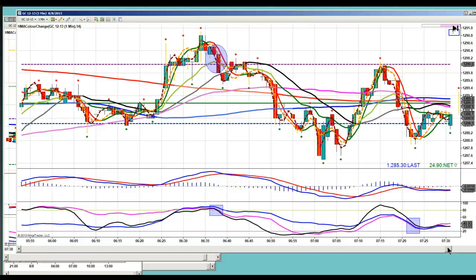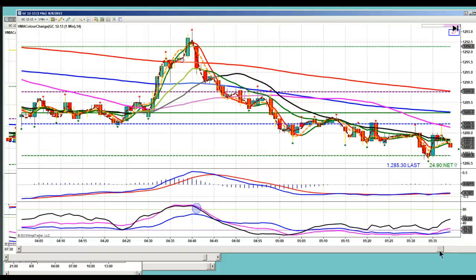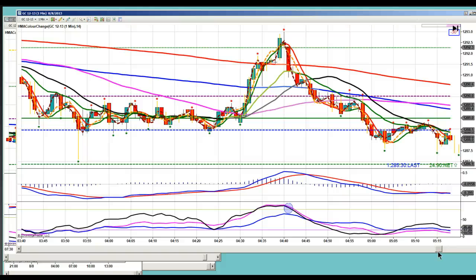So are there any questions? Is it clear to everybody? So I'm going to show you the timing in just a second here of that HMA in the 3-minute, and I'm going to show you the 3 timings of that 1-minute chart. And I want to use this particular one specifically.